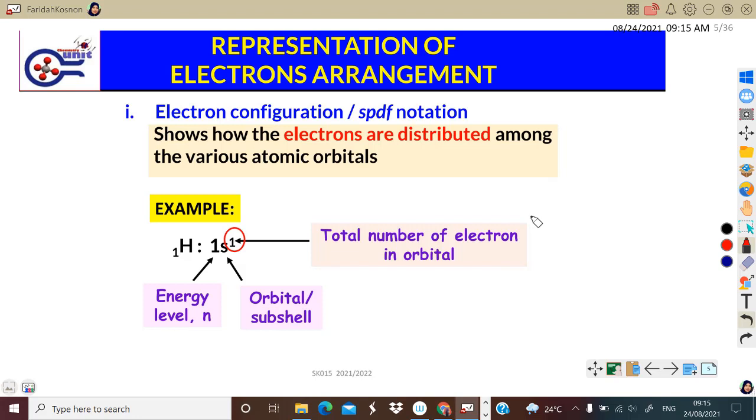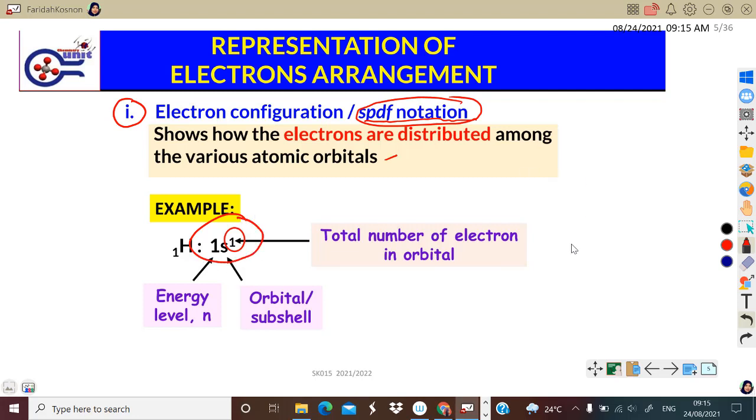Representation of electrons arrangement. Just now I told you that electronic configuration shows how the electrons are distributed in atomic orbital or how the electrons are arranged in the atomic orbital. Right? So, we look at the first part, electronic configuration, which is spdf notation. How to write the electronic configuration by using spdf notation. spdf notation shows how the electrons are distributed among the various atomic orbitals. Okay, so this is the example of spdf notation.